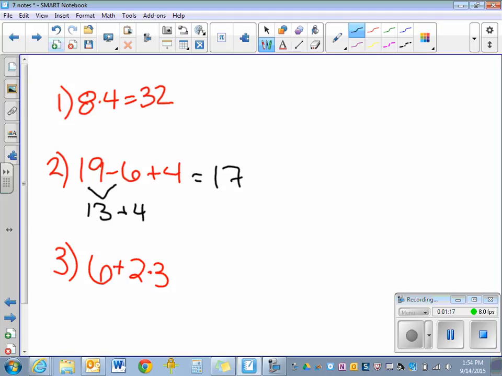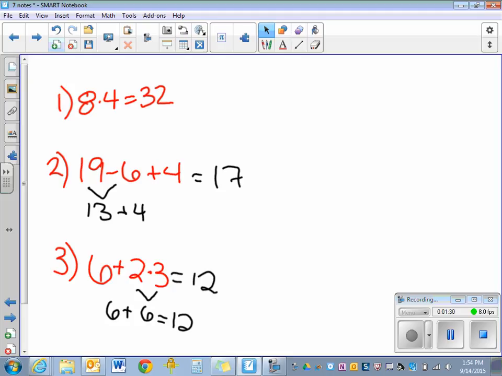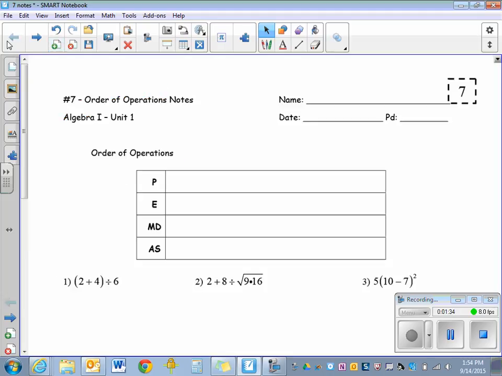12. Good. So what we end up having to do with number 3 is we have to first multiply these together, and then we can add our 6 plus 6, which is 12. And the reason why we must do that is because of order of operations, which is what we're talking about today. So order of operations is where we get that acronym PEMDAS, an acronym meaning that each letter represents a word.